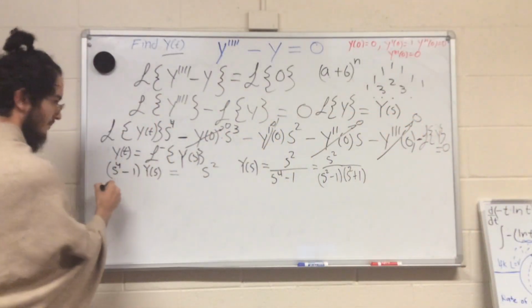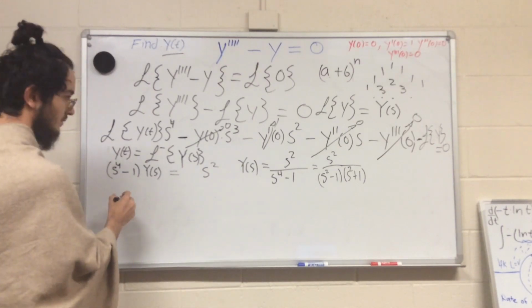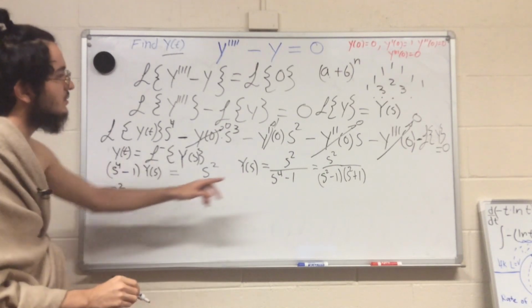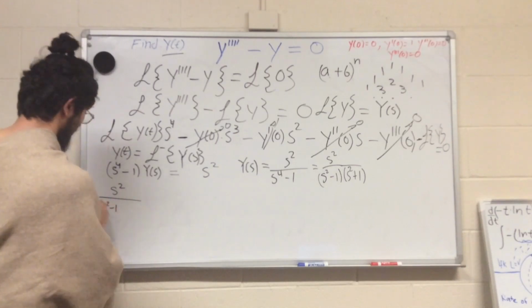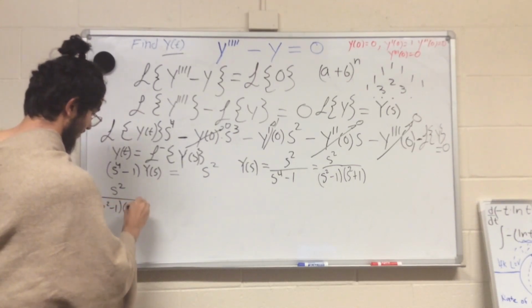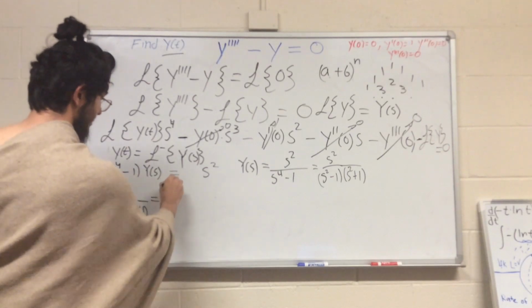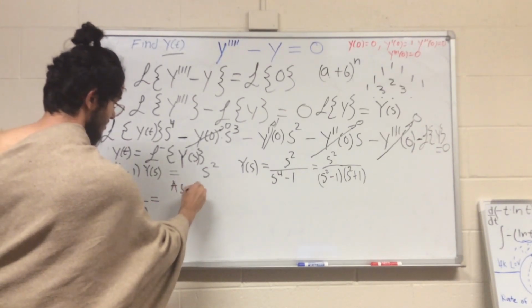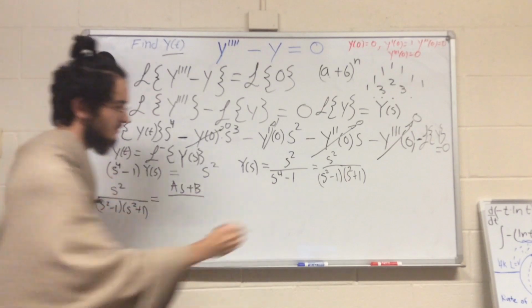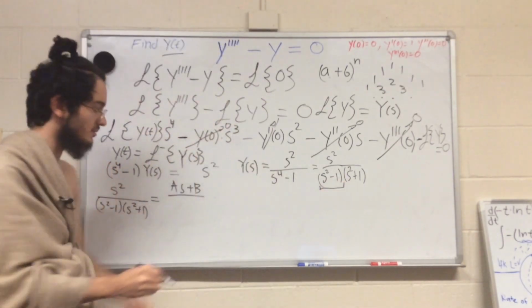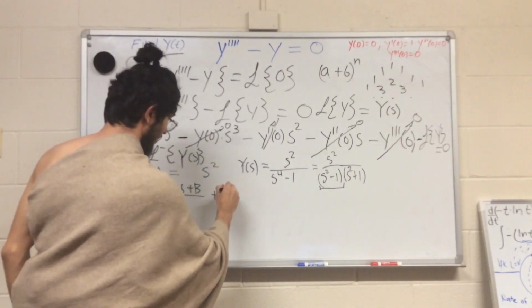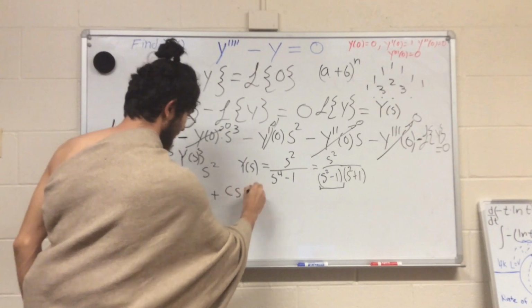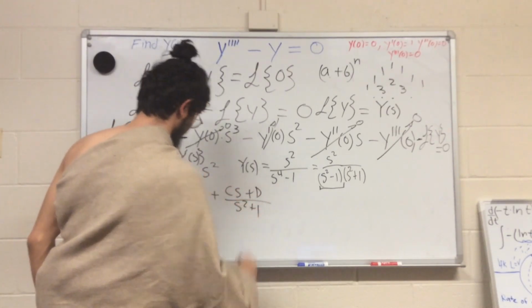So then we say that in this case, s squared divided by s squared minus 1 times s squared plus 1 is nothing but a times s plus b divided by the first factor in the denominator, which is s squared minus 1, plus c times s plus d divided by s squared plus 1.